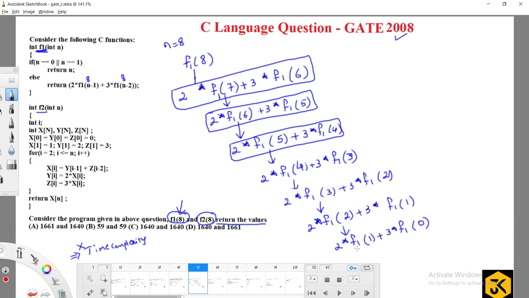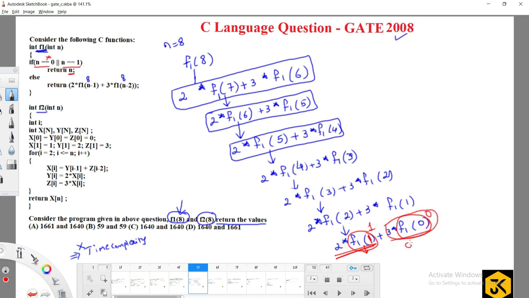If you observe now, what is f1 of 1? It will call: is 1 double equal to 0? No. 1 double equal to 1? Yes. Then it is going to return n, and the n value is 1. So f1 of 1 is 1. Once this is computed, you can go for 3 into f1 of 0. The n value is 0, 0 double equal to 0, so it returns 0. 3 into 0 is 0, so this entire expression is 0.